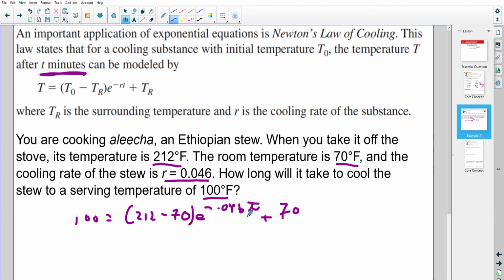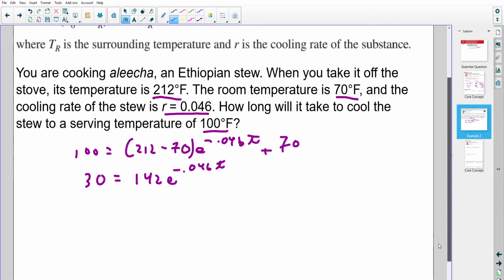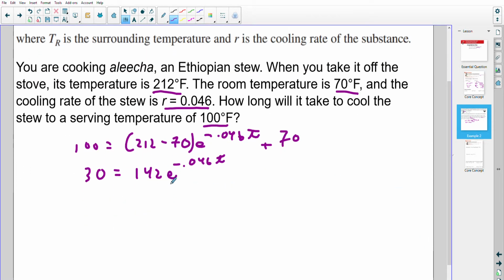So doing a couple things here, I'm going to subtract 70 from both sides and get 30. And I'm going to do this subtraction and get 142, e. So now we've really simplified it quite a bit. And what you do have to do is get this 142 away from the e. So we're going to divide both sides by 142 and end up with this.